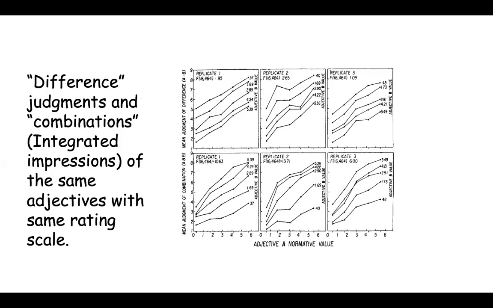So I collected difference judgments and combinations using the same rating scale. And you'll see that the difference judgments are pretty close to parallel. There's a point there that's a little bit out of whack with parallelism, but the interaction is not particularly large in statistical terms.